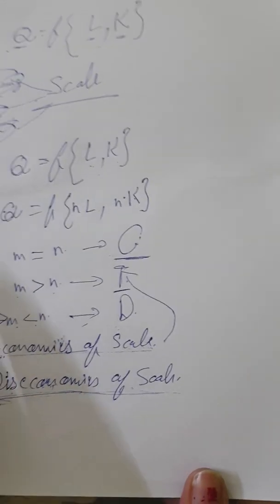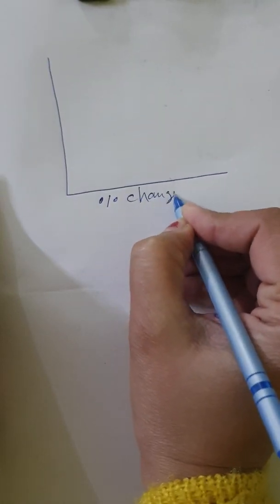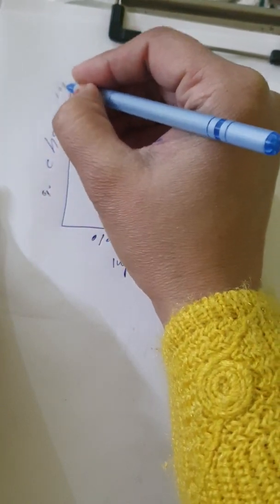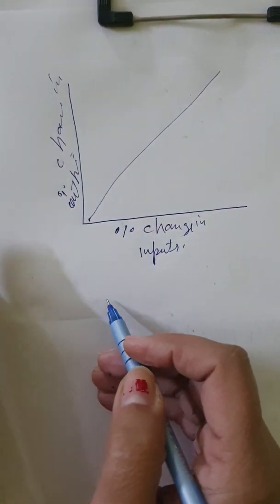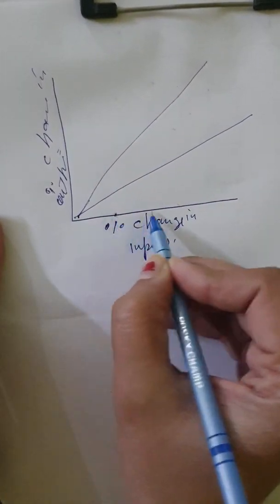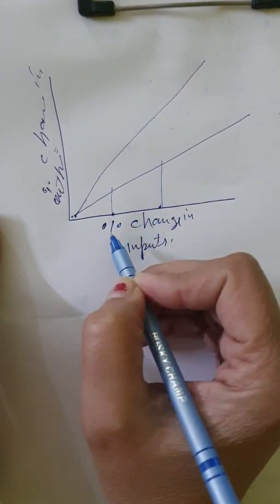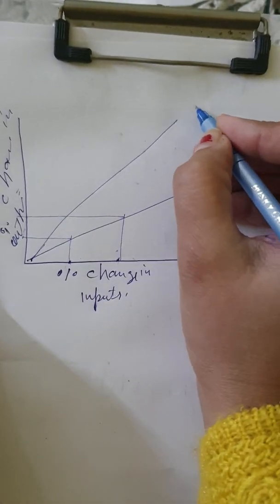To show increasing, decreasing and constant returns to scale, you can use diagrams, like you can use this type of diagram also. Here you show percentage change in inputs, and here percentage change in output. So if you draw a 45-degree line, this is a case of constant returns, and if this line is close to your OX axis, it means you are increasing your inputs by more amount and your output is increasing at lesser percentage.